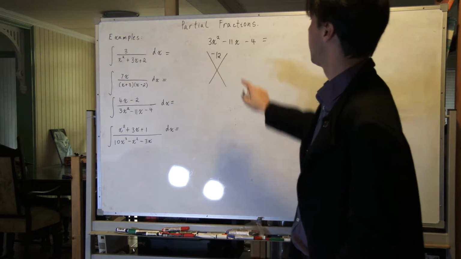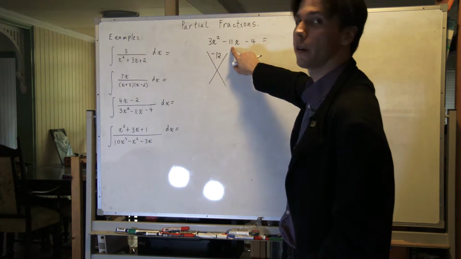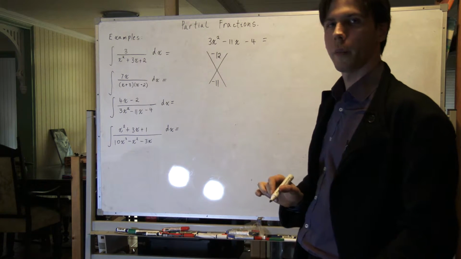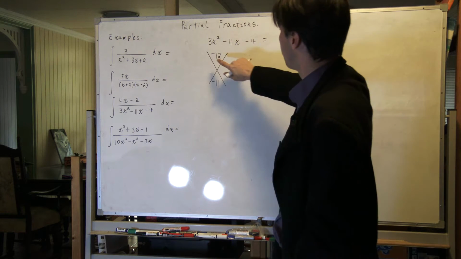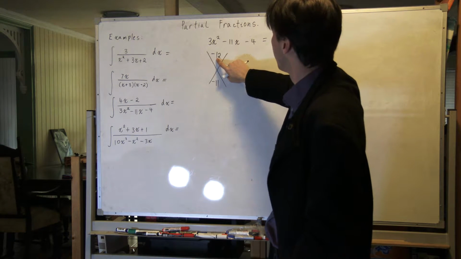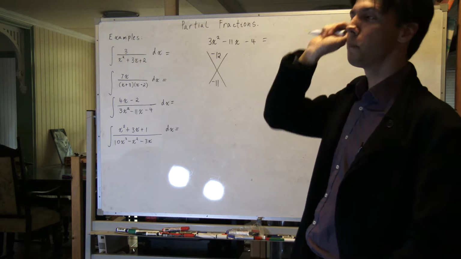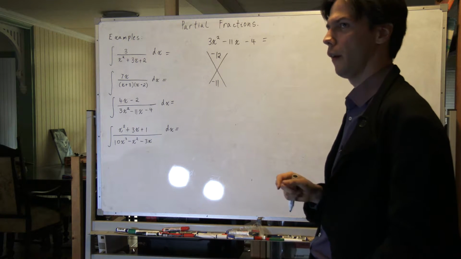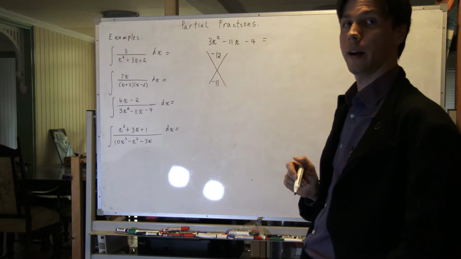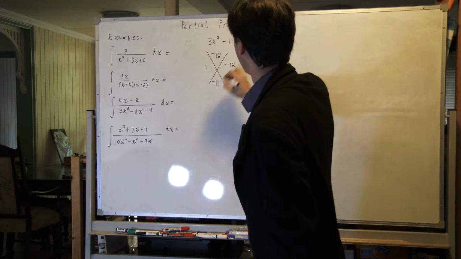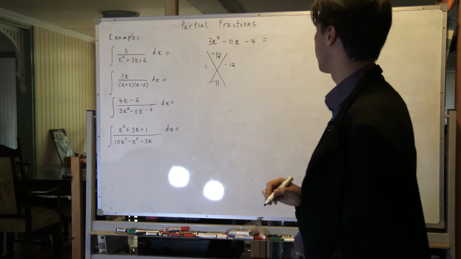and the middle number is -11. So I want two numbers that multiply together to give -12, but they add together to give -11. And I think, then I say, aha, how about 1 times -12? Well, that works, that's fine.